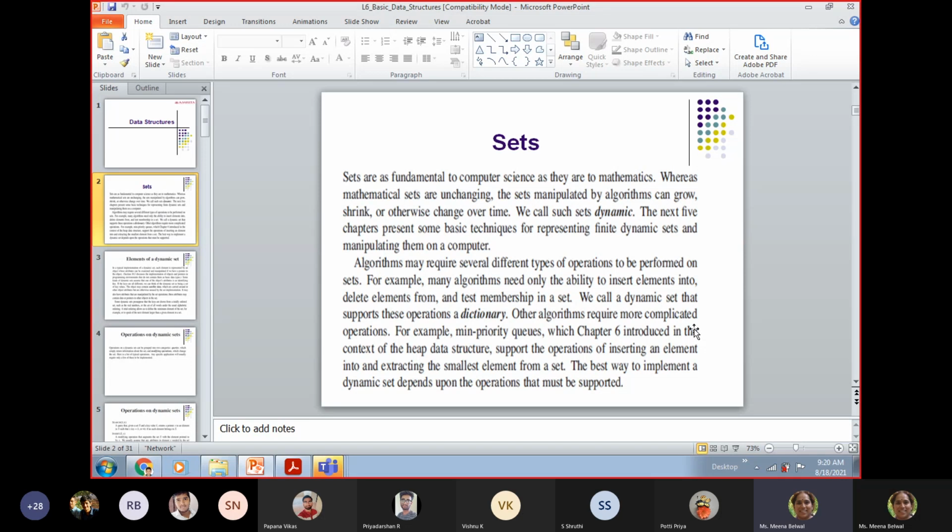Okay, have a nice weekend, students. We will meet next Monday only, right? And it's going to be festival time also. We have Onam on Saturday, and on Friday we have Varalakshmi. So have a nice festival, students.